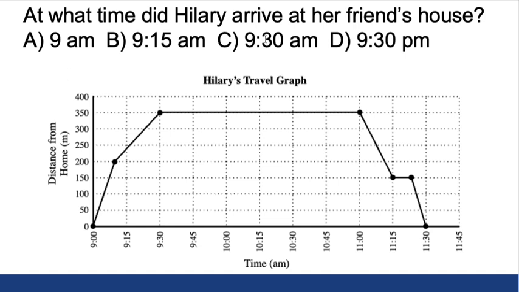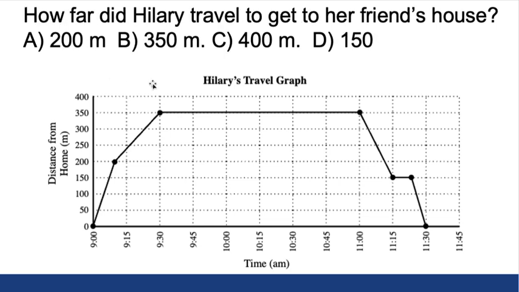At what time did Hillary arrive at her friend's house? Oh, did I repeat that question? My bad. Okay. How far did Hillary travel to get to her friend's house? I'll give you some think time, guys. So how far did Hillary travel? For how far, the y-axis is the part that you need to look at, distance. So this is the start at her house. She's going from 0 all the way to 350. So 350 meters is the right answer.